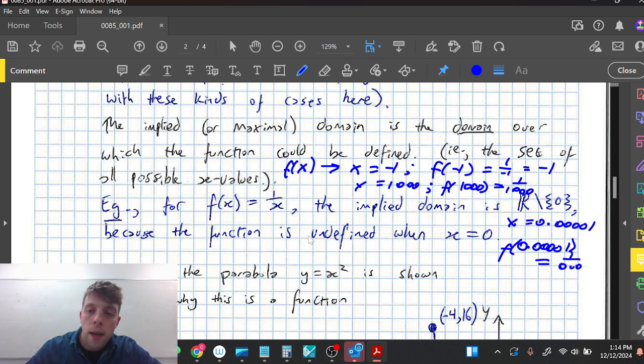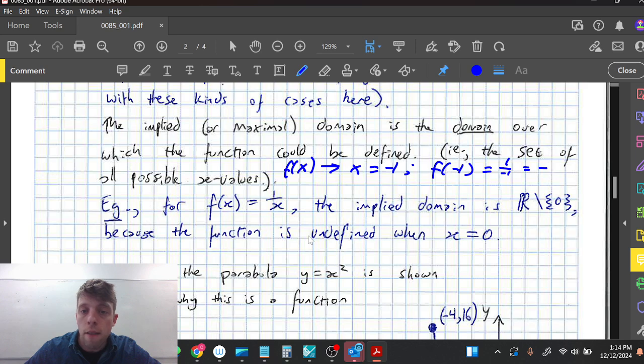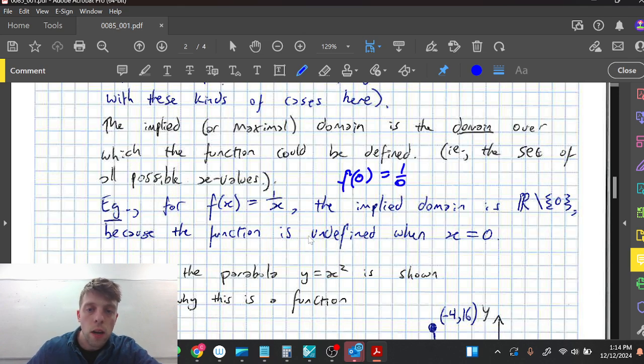Okay, the point I'm trying to make here is I can put in any value that I like into this function as an input, and I'm going to get out an output, except in the case if I put in 0, because if I put in 0 into this equation, I'm going to get 1 divided by 0, which is not defined.